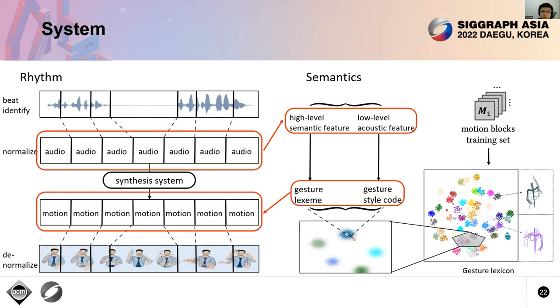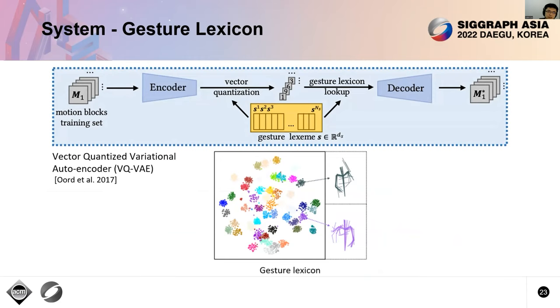The first problem is how we can create the gesture lexicon. Instead of applying a basic technique like the k-means clustering algorithm, we actually employed a very powerful network structure called a vector quantized VAE.